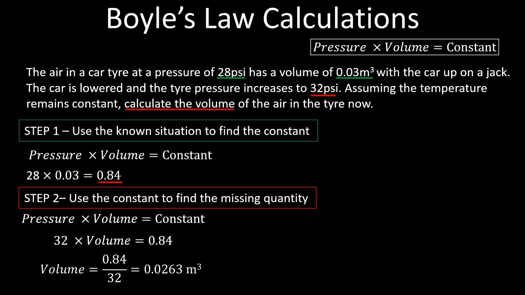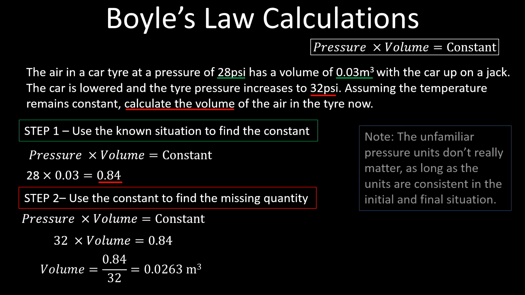Don't write down all the digits on your calculator, because it gives us an unnecessarily large number of digits to write down, and also gives us a false impression of the precision that we've got in our answer. Okay, and once again, remember, units don't matter for the pressure or volume as long as they are consistent, so that's fine. And it's done what we expected. We've decreased the volume of the tyre from 0.03 down to 0.0263.